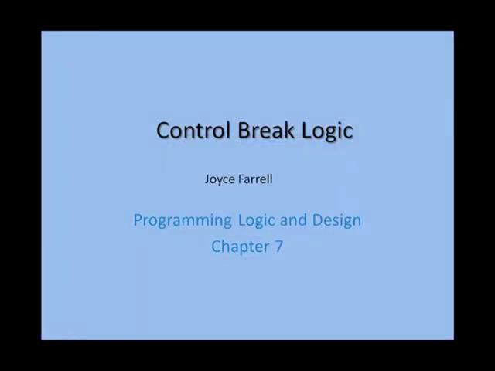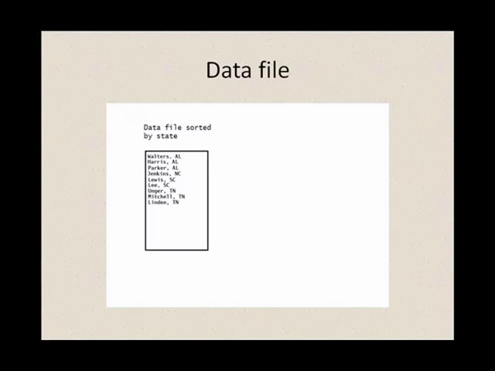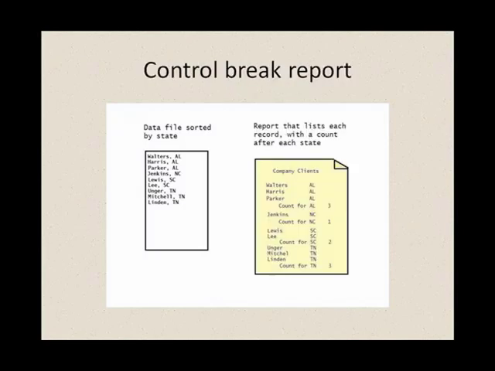Let's look at control break logic. Here's a typical data file of company clients. The file contains the last name and the state of residence of each client. A real data file might have many more fields, but this is enough for us to understand a control break report. So, all the Alabama residents come first, then North Carolina, then South Carolina, and finally all the residents in Tennessee.